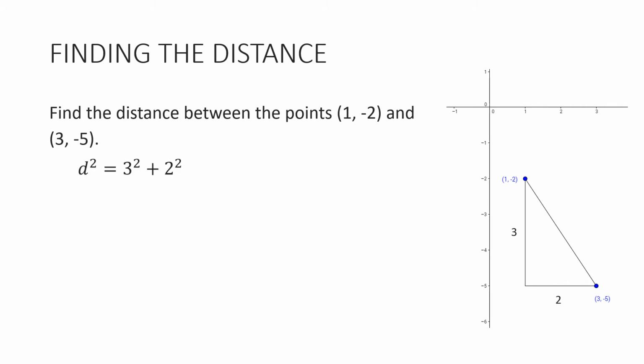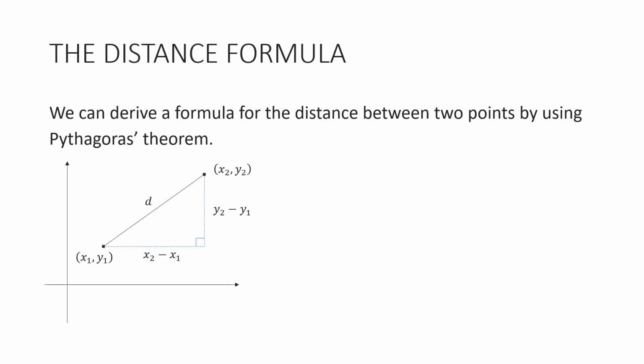So d squared is going to be equal to 3 squared plus 2 squared, which is equal to 13. And so d is going to be the square root of 13, which we can write in exact form, or we can approximate it, and it's 3.6. Now, just like we did with gradient and midpoint, we can continue to use Pythagoras' theorem to work out the distance, or we can derive a formula.